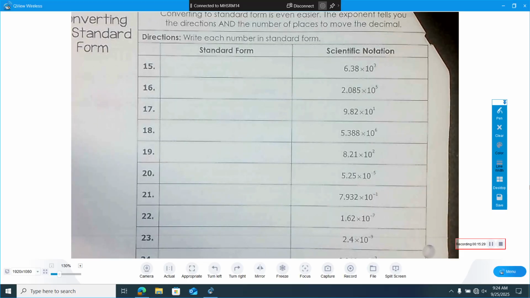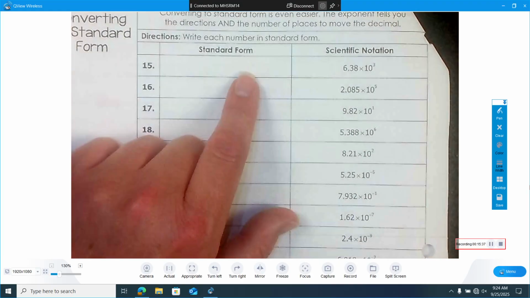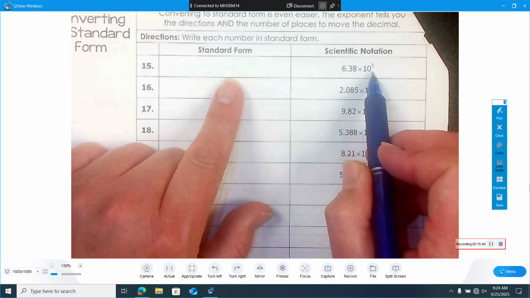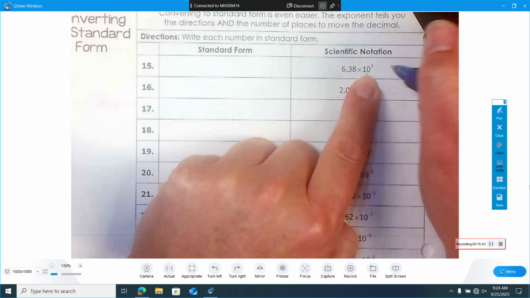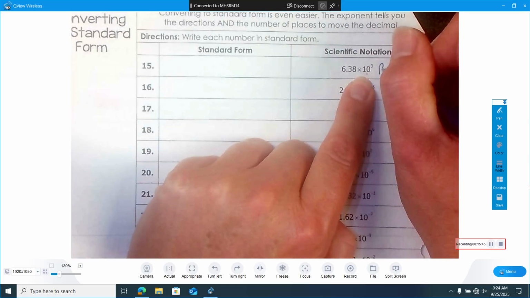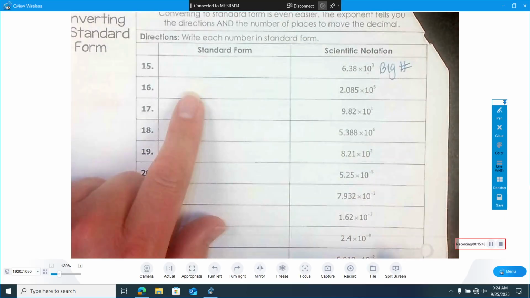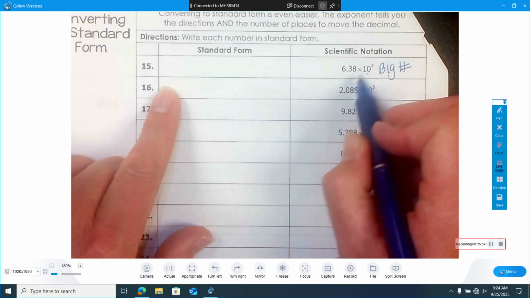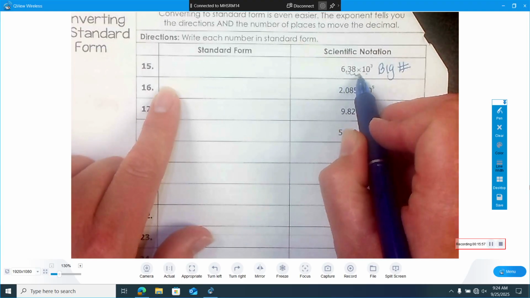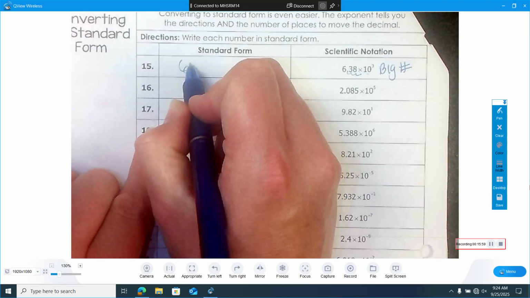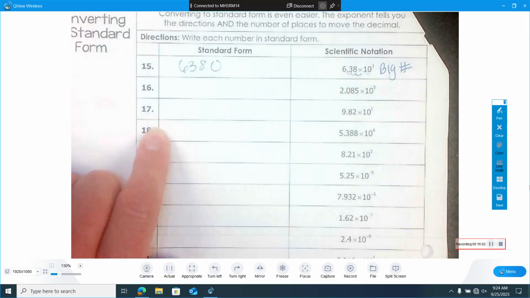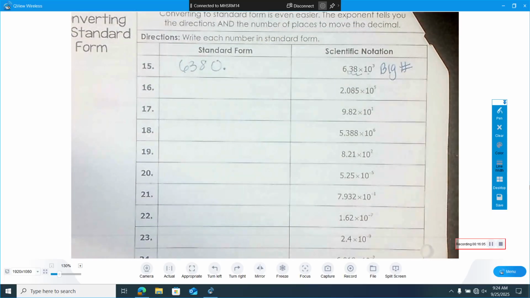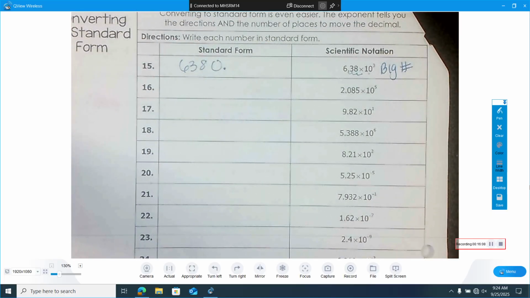All right, converting to standard form is easier. The exponent tells you the number of places to move the decimal. So when I look at scientific notation, I have a positive exponent. This tells me what kind of number should I get. A very big number coming at you here. So how do I want to move the decimal place here to make it bigger? To the right, yeah. So we're going to move the decimal 1, 2, 3 places to the right. We're going to get 6, 3, 8, 0. And that decimal is now over here on the right side, and we get a very large number.